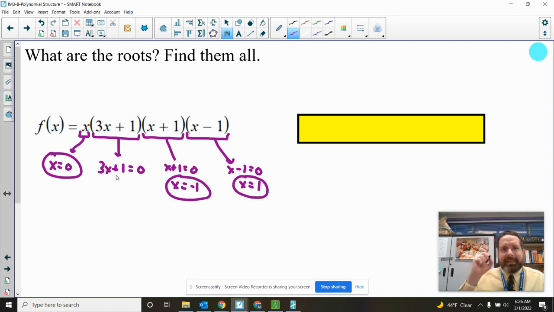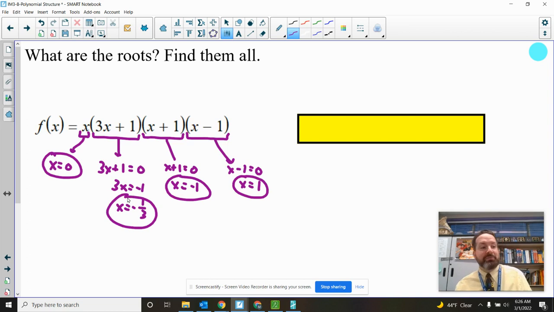And now this one, I'm actually going to encourage you not to try and do this in your head, only because I've seen so many good students make simple mistakes. You subtract the 1 and then divide by the 3. So this is actually a fractional root at x equals negative 1/3. So here's what you'll find.